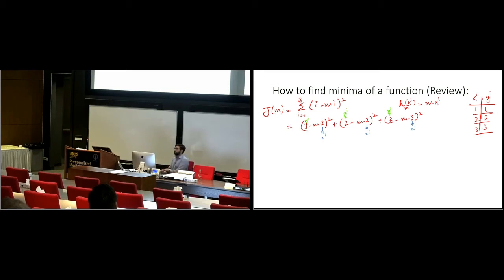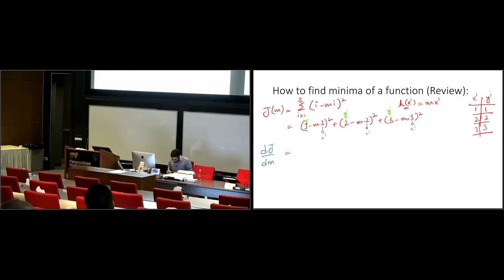Clear to everyone? Now I want to minimize this function with respect to m. Any guesses how to do it? How would we minimize this function with respect to m? Okay, so we do the standard thing in calculus. We take its derivative and set it equal to 0. Okay, so you take the derivative of J with respect to m.